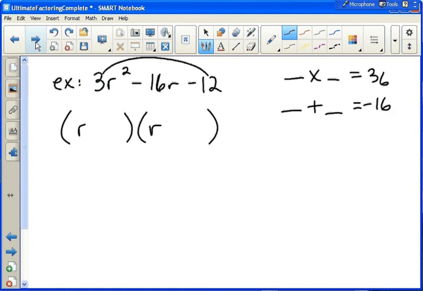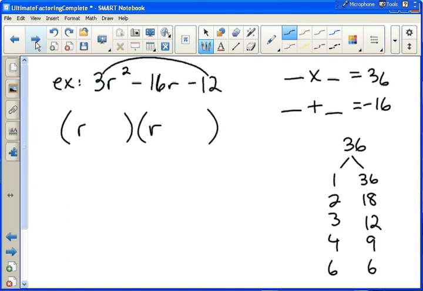So we have 1 and 36, 2 and 18, 3 and 12, 4 and 9, or 6 and 6. All those multiply to be 36. The question is which ones will add up to 16. Well, it looks like 2 and 18 is the only option there. And to get a negative 16, we would need a positive 2 and a negative 18.